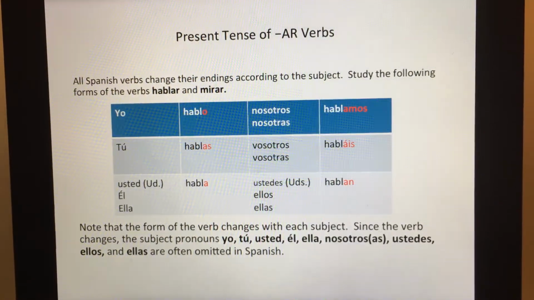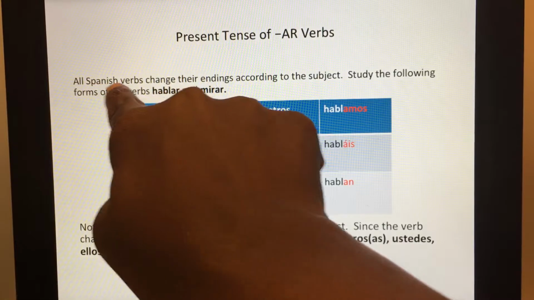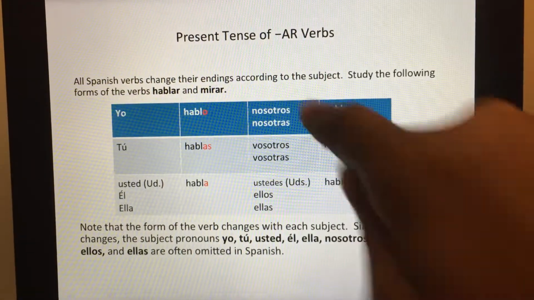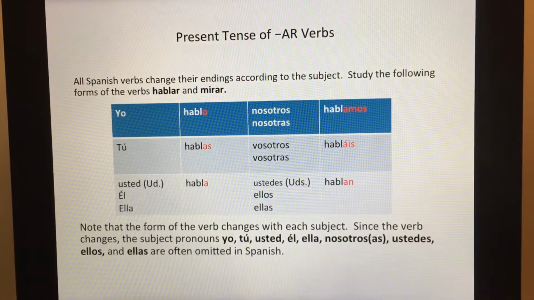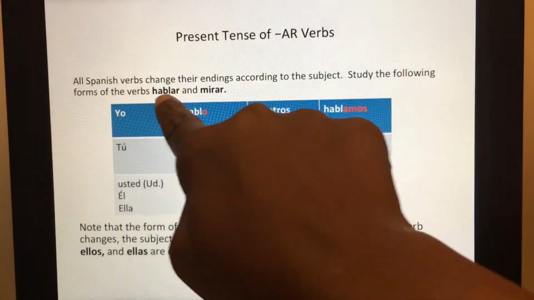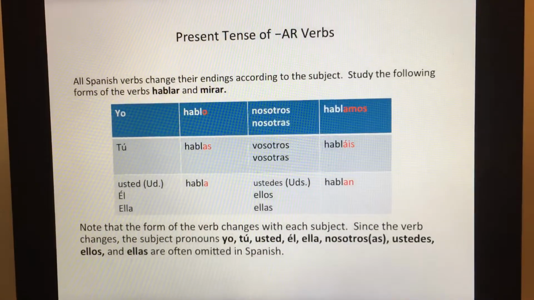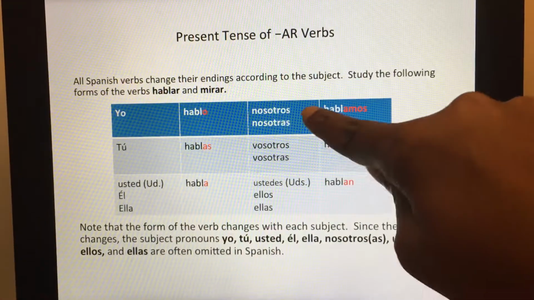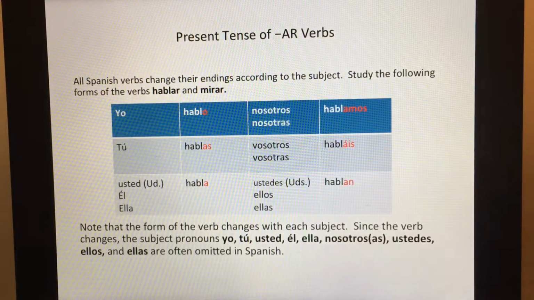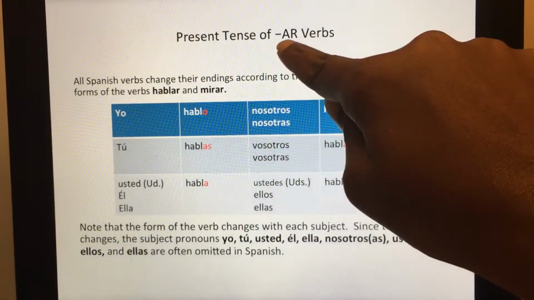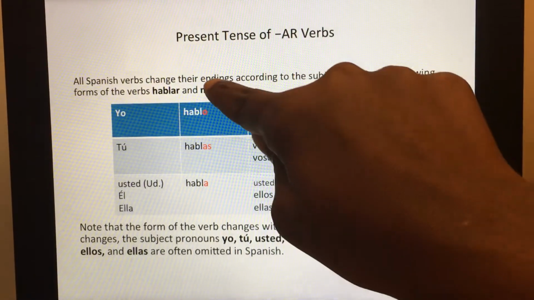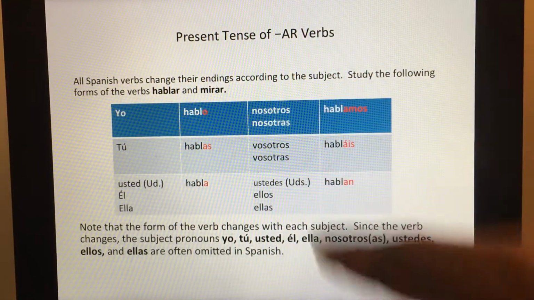Now we're going to learn how to conjugate. All Spanish verbs change their endings according to the subject. I'm going to say that again. All Spanish verbs change their endings according to the subject. Let's study the following chart. We have hablar, which means to talk. These are the same subject pronouns that we learned in the previous lesson when we talked about conjugating the verb ser. Now we're looking at verbs that end in AR. So the endings, according to the subject, are different.